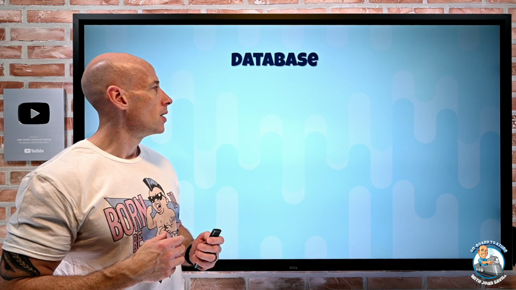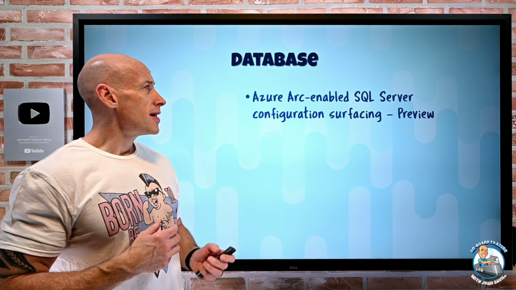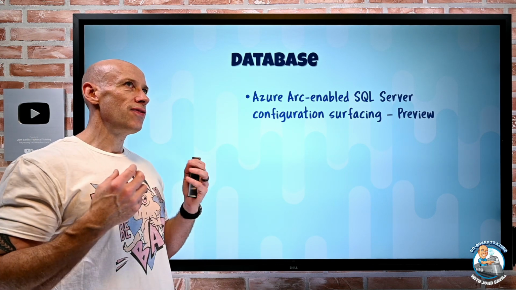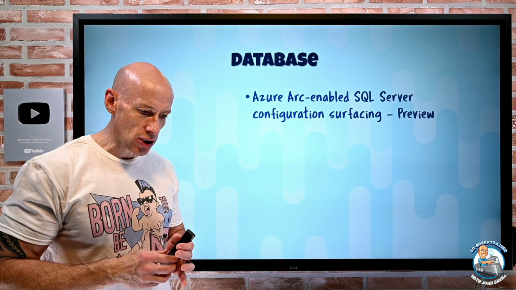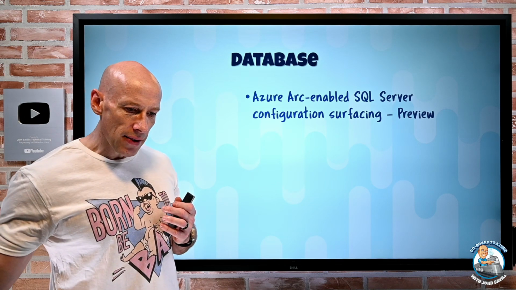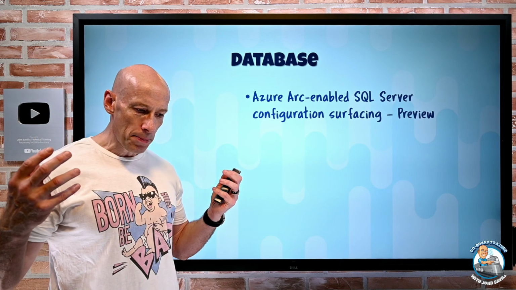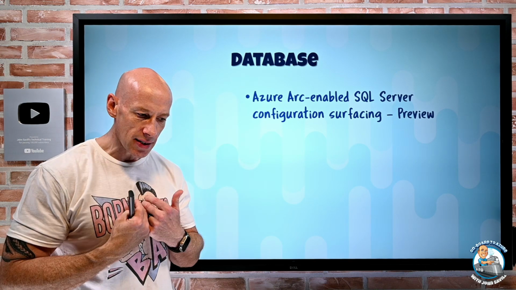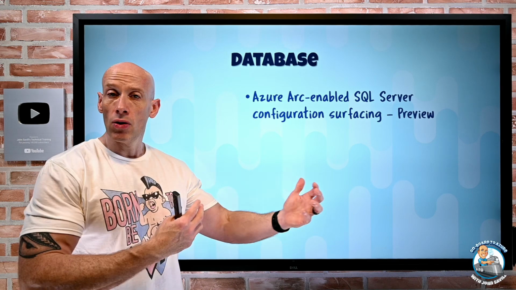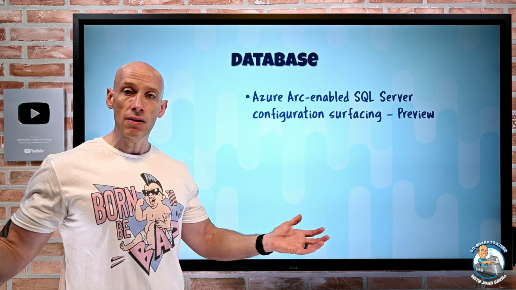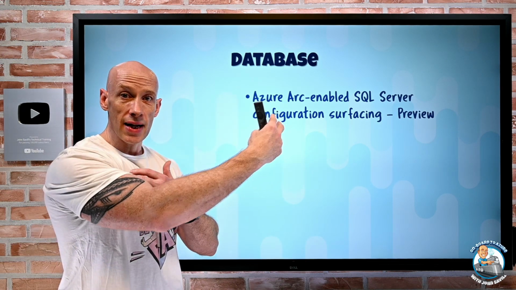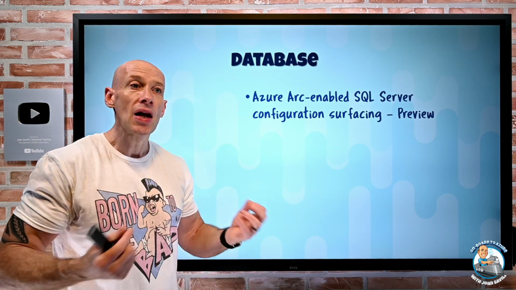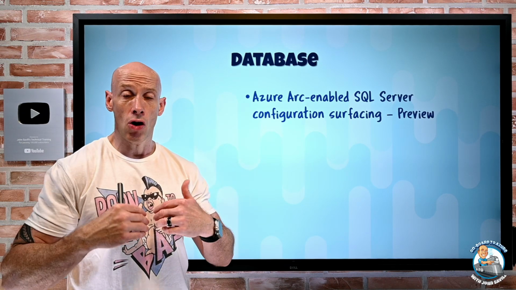On the database side, Azure Arc-enabled SQL Server now has its configuration surfaced up to Azure. So if I think about the idea that I have SQL Server running on some Arc-enabled server instance, that's a Windows or Linux operating system that's been Arc-enabled. So it's got the connected machine agent on it. It's being managed and communicating with Azure. And then I have SQL Server running on that operating system.